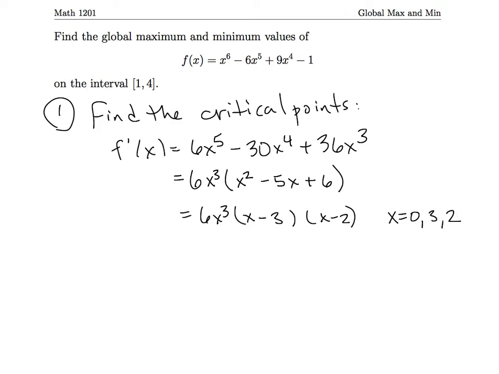We now just want to be careful that we are looking only in our interval. So we want the interval from 1 to 4. Looking at our critical points, 3 is in that interval, 2 is in that interval, but 0 is not. And so we will not consider the critical point at x equals 0 for this problem. So this is not in the interval.